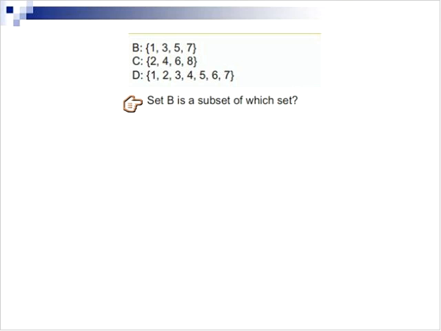Okay, so for example, the only possible answer here could be set D, because 1 also appears in set D, 3 appears in set D, 5 appears in set D, and so does 7, and those are all the elements in set B. So we would say that set B is a subset of set D.